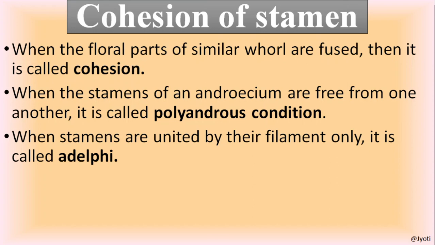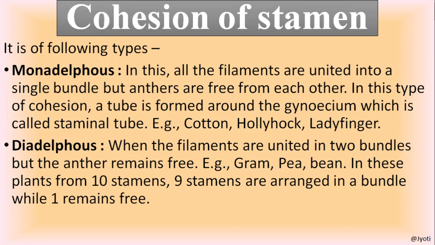So basing on this, when the stamens in an androecium are free, not attached to one another, not fused with one another, then that is called polyandrous condition. Very, very important. And when the stamens are united, joined, then that is called adelphous condition. Joined means their filaments are joined, but the anthers are free. Then that is called adelphous, or adelphi. They are forming a bundle. Okay, so this cohesion of stamen is of different types.